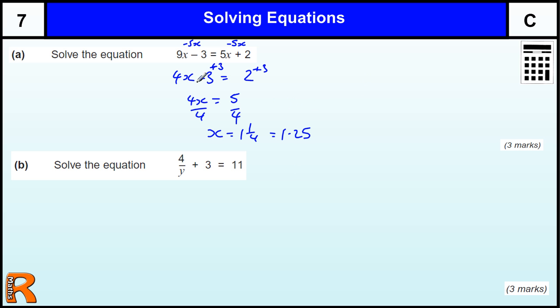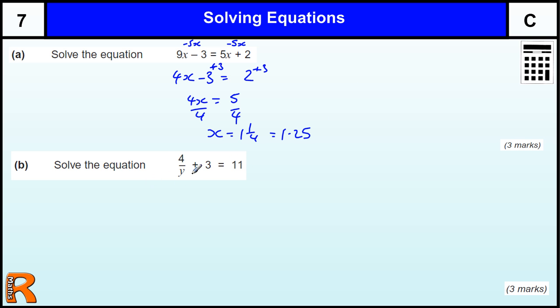You would get 1 mark for removing the 5x or for moving the 3. So if you've got the 5 on this side or you've got the 4x on that side, that's 1 method mark. You get the second method mark for doing both of those, which is the 4x equals 5, and 1 for getting to the answer.